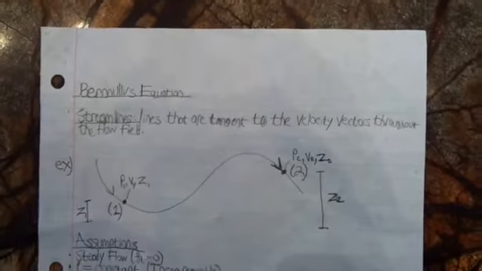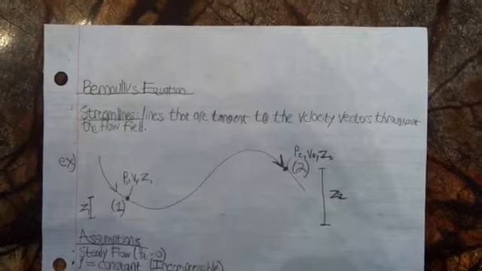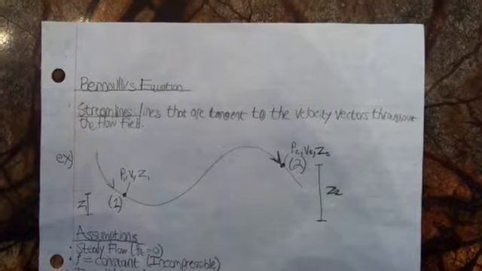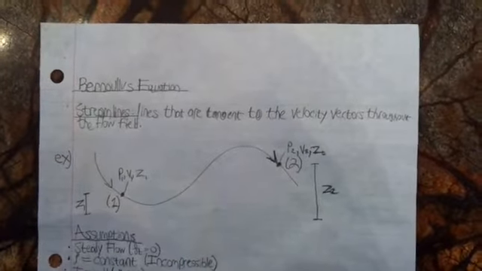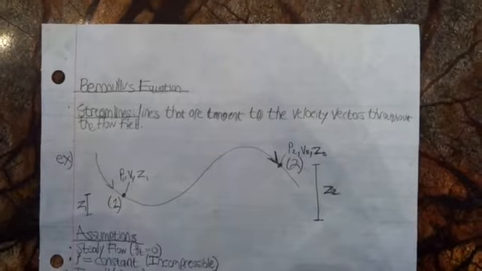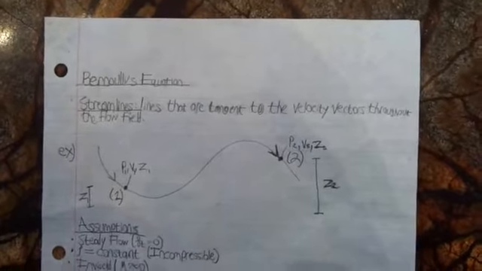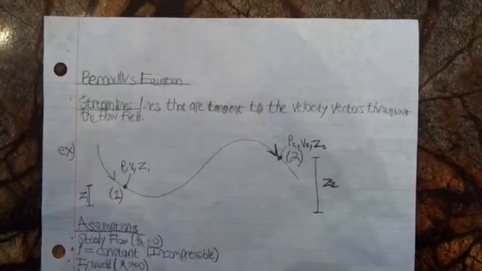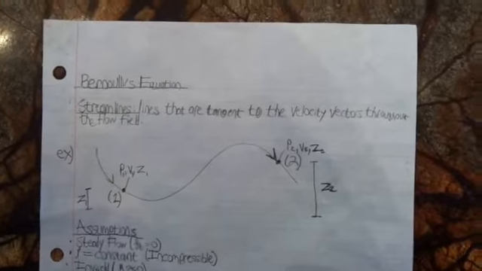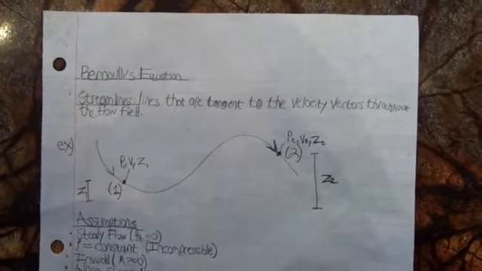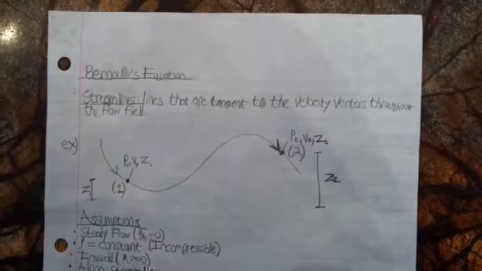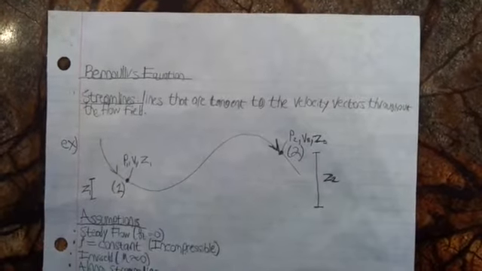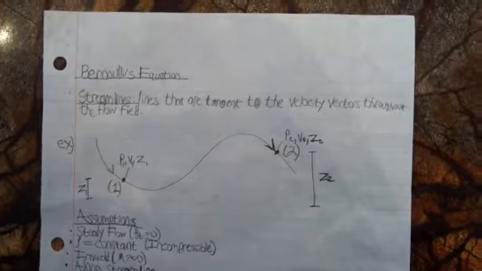Before we get into Bernoulli's equation, we need to talk about a little bit of background about streamlines. Streamlines are lines that are tangent to the velocity vectors throughout the flow field, and so this really describes the flow field in which fluid flows. For example, we have this streamline drawn here, almost like a sinusoidal wave, and we have 2 points along the streamline, point 1 and point 2.